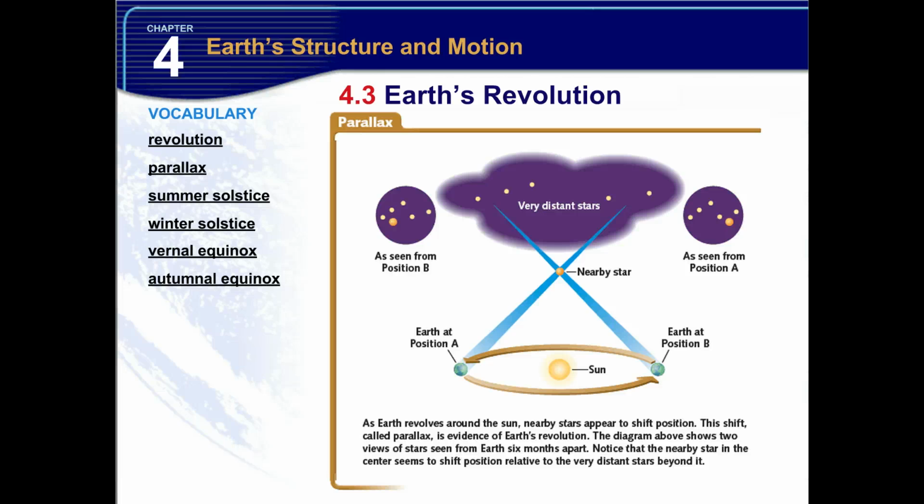Now, notice that the nearby star in the center seems to shift position relative to the very distant stars beyond it. So you see the very distant stars, but then you can see from position B, as seen, the larger star is on the left side of the circle, right here, and then from position A, it changes to the right. Therefore, our revolution is around the sun.